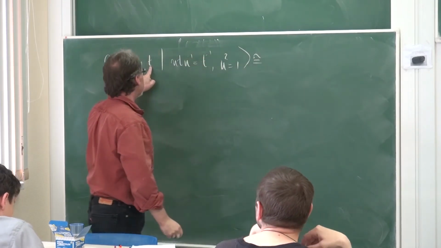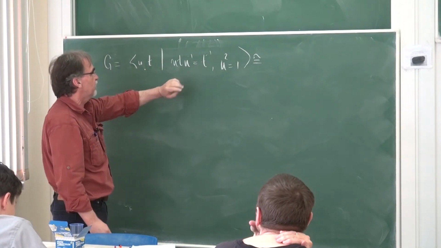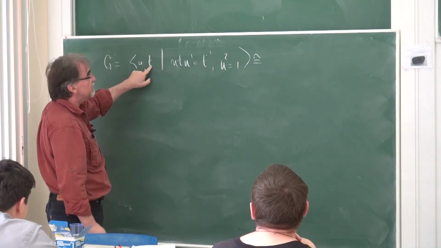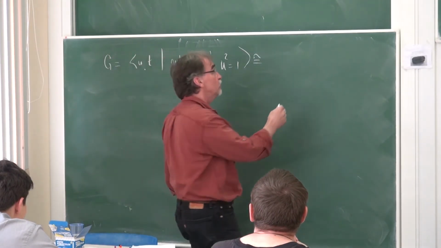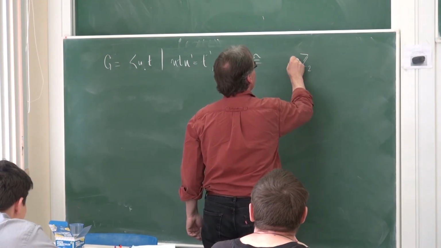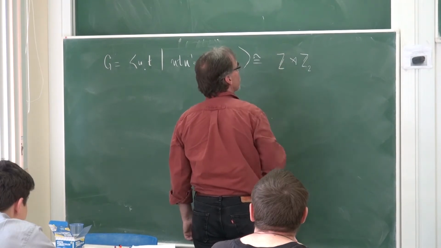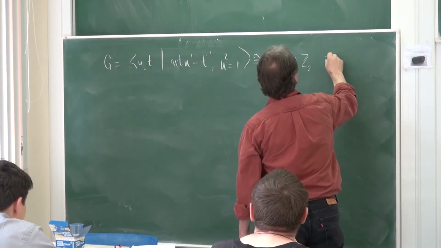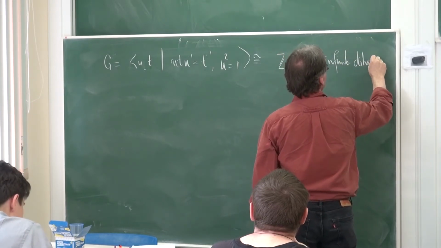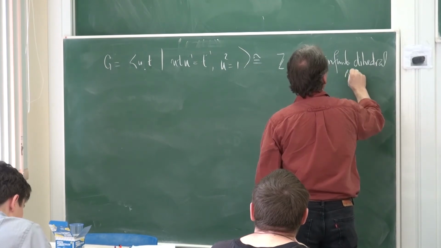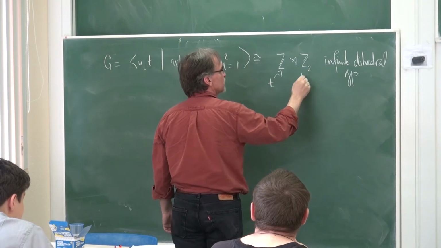That group abelianizes to Z mod 2. If I abelianize this group and look at what I get, well, if I kill T, I get the group generated by U, which has order 2. And the subgroup generated by T is normal. And so I get this group, and that's the infinite dihedral group. So this is generated by T, and this is generated by U.